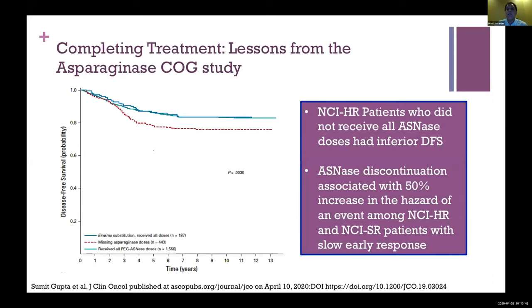And what they reported is that NCI high-risk patients who did not receive all asparaginase doses had a significantly inferior disease-free survival, as shown in this figure. And also asparaginase discontinuation was associated with a 50% increase in the hazard of an event among both NCI high-risk and NCI standard-risk patients with slow early response. And this highlights the importance of completing therapy and the negative impact of omitting therapy on disease outcome. Therefore, decisions on omitting therapy need to be really carefully studied based on evidence-based and objective measures weighing both the risk and the benefit of making these decisions and planning the course of therapy, particularly during a pandemic.